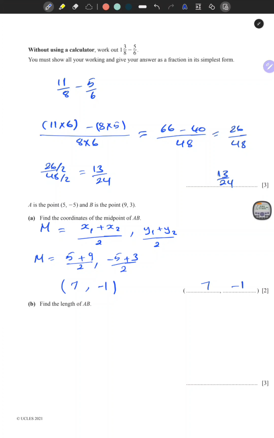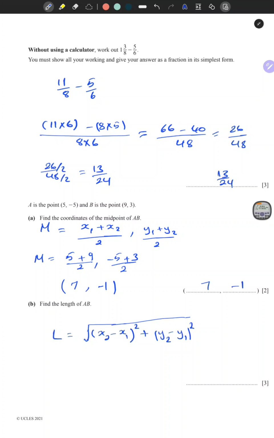All right. B, find the length of AB. We want to find the length of this line, so finding the length also we are going to use a rule, and that rule says length equals x2 take away x1, all of that squared, plus y2 take away y1, and then all of that squared, and all of this will be under a square root.